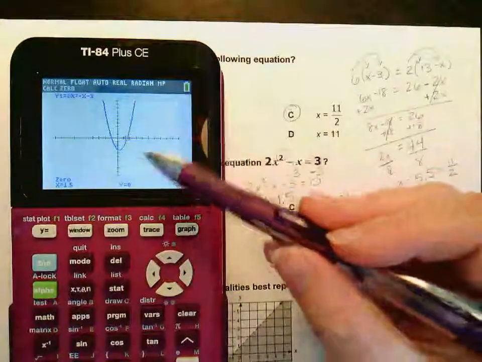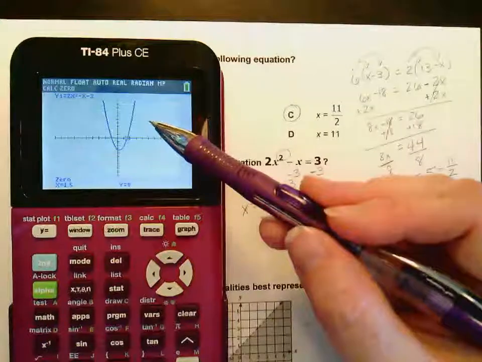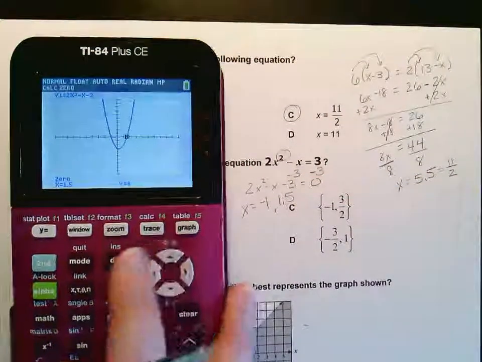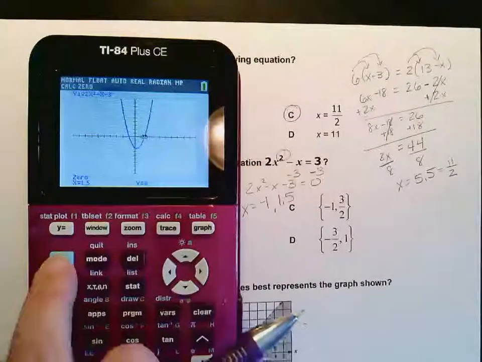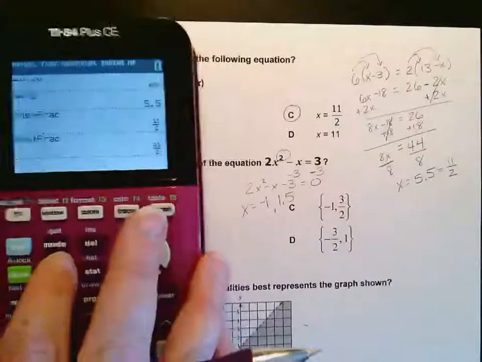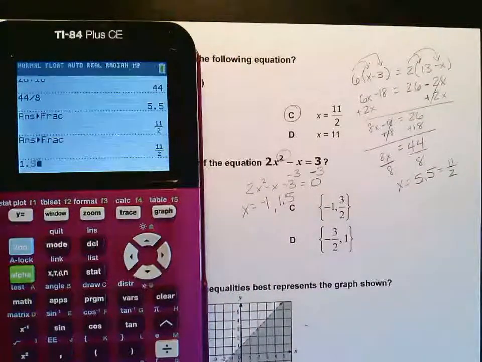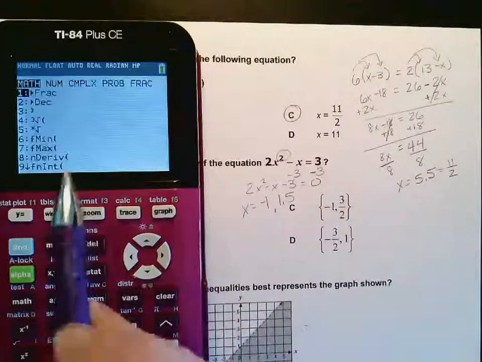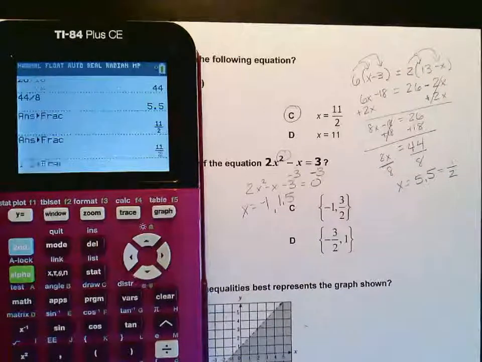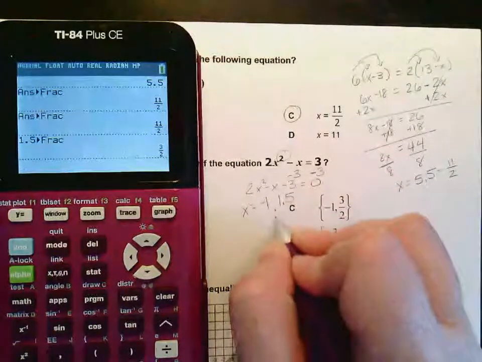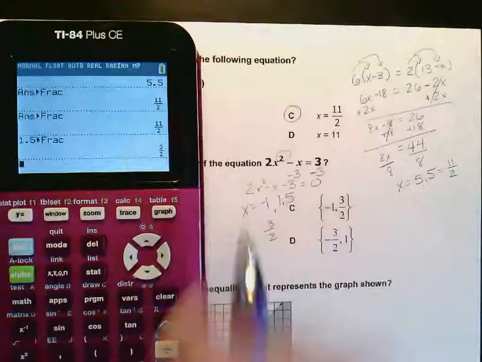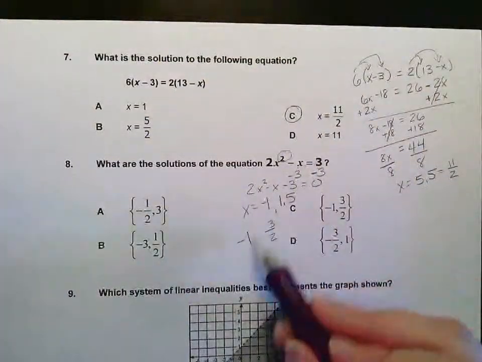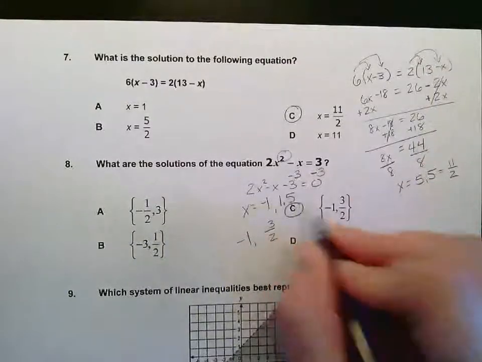Remember, if you go above and below and it doesn't work, just reverse the order and then it'll work. Now, looking here, I don't have any decimals. So let's go out to my home screen, second quit, and I'm going to type in 1.5 math, and I want this fraction, so enter and enter one more time, and it tells me that 1.5 is 3 over 2. So I know that I have negative 1 and 3 over 2, or choice C.